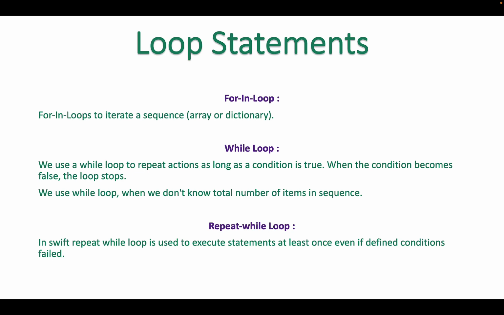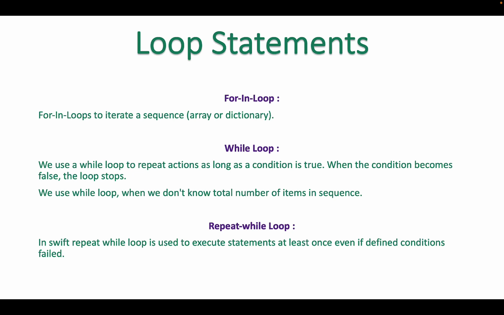So mainly there are three types of loops in Swift programming. One is the for in loop. We use the for in loop to iterate over a sequence, such as an array or dictionary. We already know that array and dictionary are collection data types, which means we can store a collection of data. The other is the while loop. We use the while loop to repeat a particular action as long as the condition is true. When the condition is false, the loop will automatically stop.